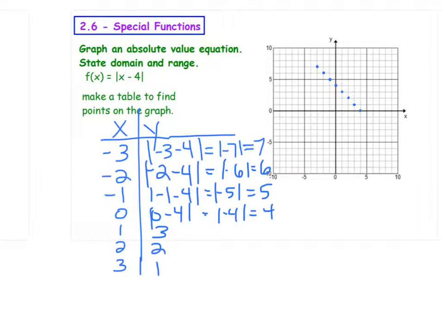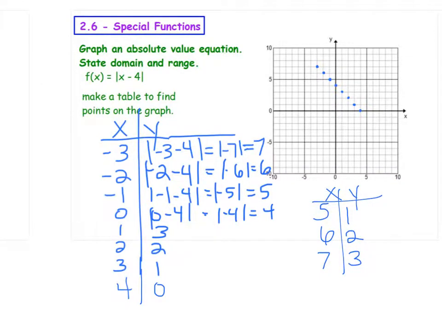So I got to keep going in the positive direction over here. If you plug in 4 into the equation, 4 minus 4 is 0, so the output is 0. If you plug in 5 now, I'm going to move it over here. 5 minus 4 is 1, absolute value of 1 is 1. 6. 6 minus 4 is 2, absolute value of 2 is 2. Plug in 7. 7 minus 4 is 3, absolute value of 3 is 3.